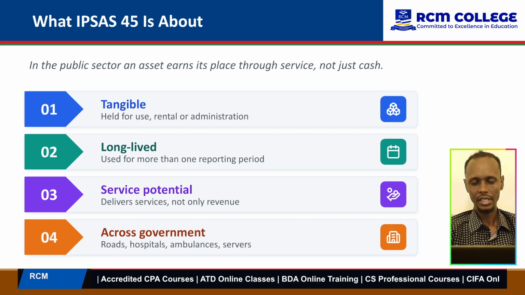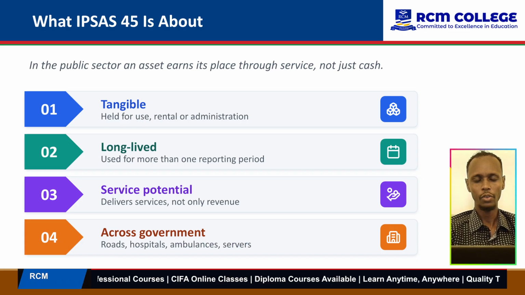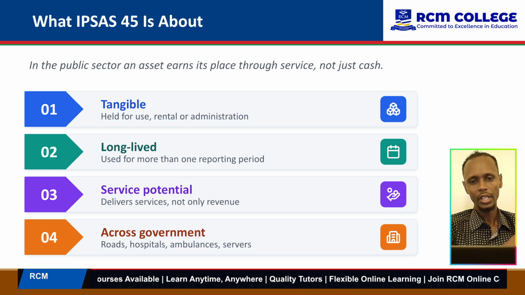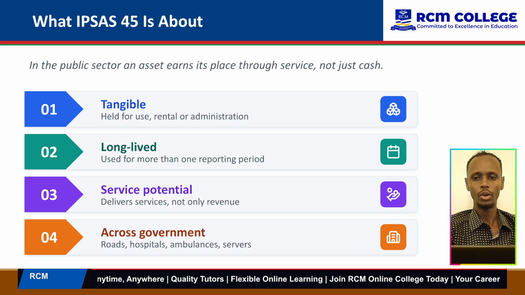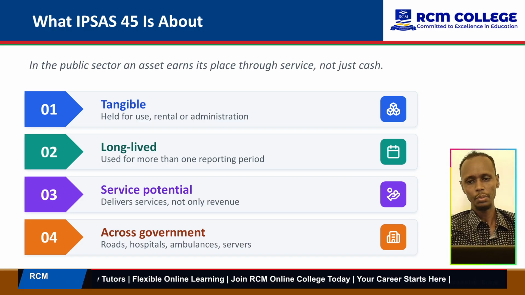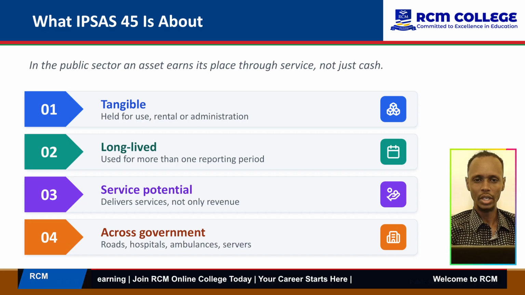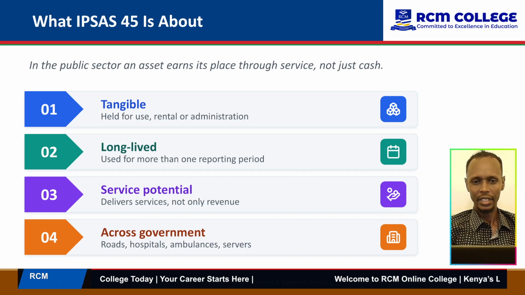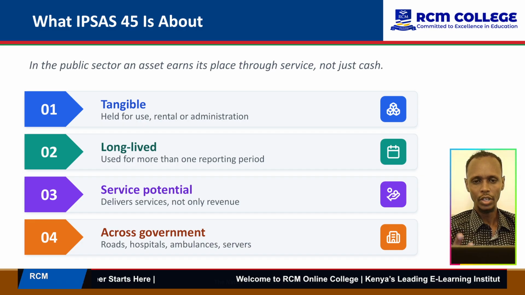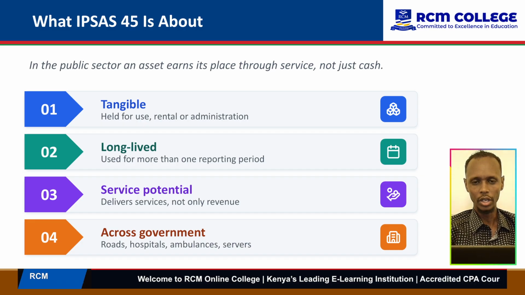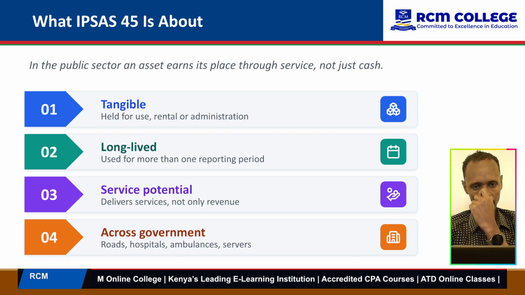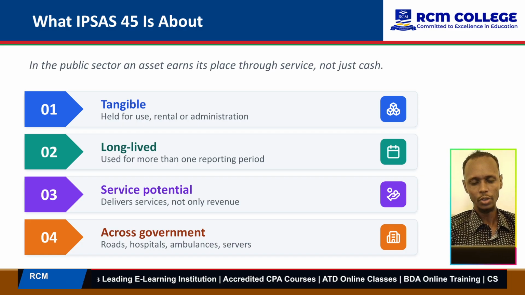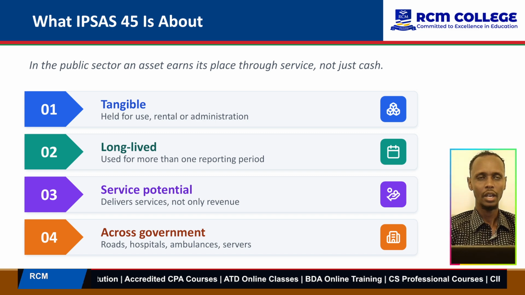Current is if you will hold that asset for one year or less. But if you will have that asset for more than one year, then you categorize it as a non-current asset. The other one is that an asset can be tangible or intangible. Tangible is something you can touch, you can feel. An example is a motor vehicle, which you can touch and which is held for use, rental or administration. Long lived means you are holding it for more than one reporting period.